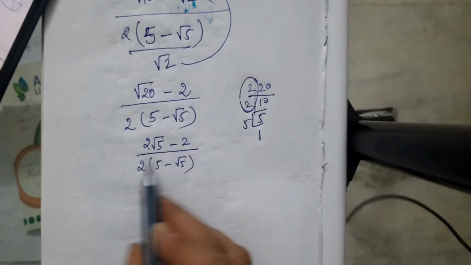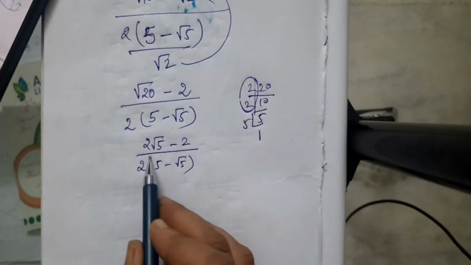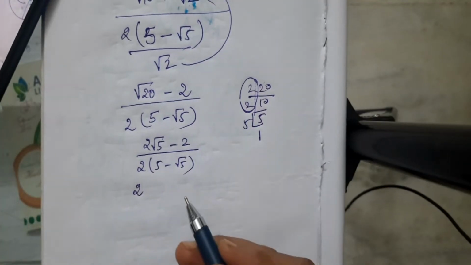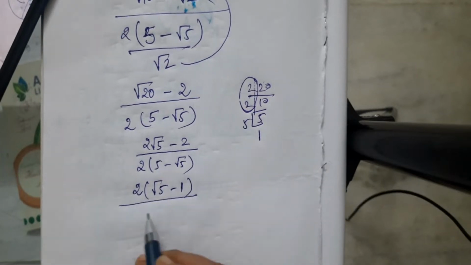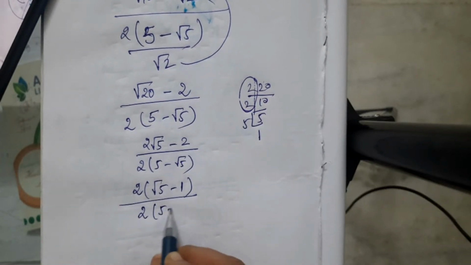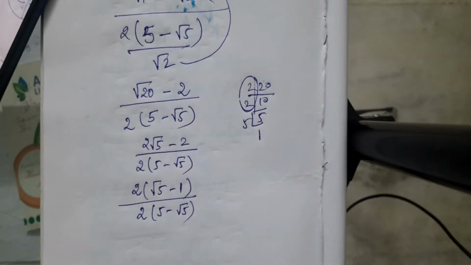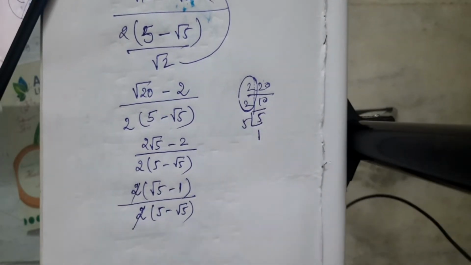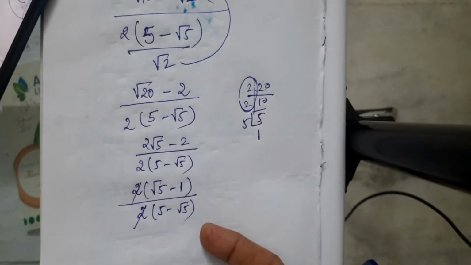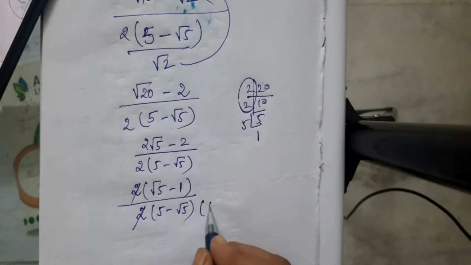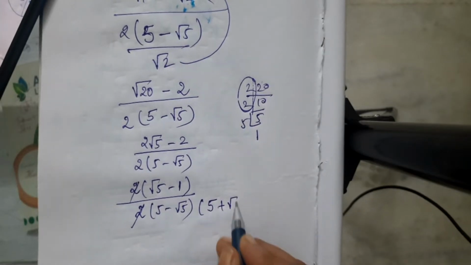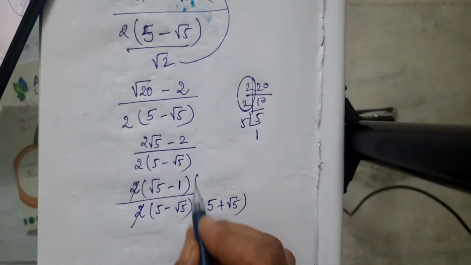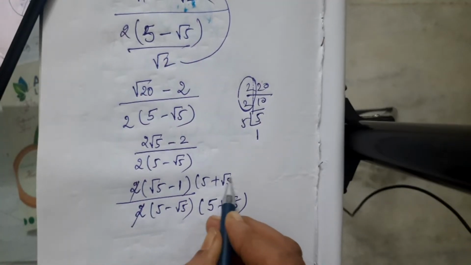Now from both of the numbers, 2 can be taken common. So take 2 as common. It's root 5 minus 1 whole divided by 2, 5 minus root 5. Now this 2 got cancelled. What could be the next step now? Rationalization, because root 5 is there in the denominator. So we will multiply the opposite of this. Minus root 5 is there, so multiply 5 plus root 5 to both numerator and denominator.